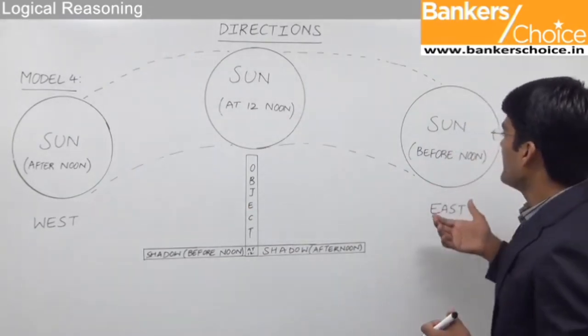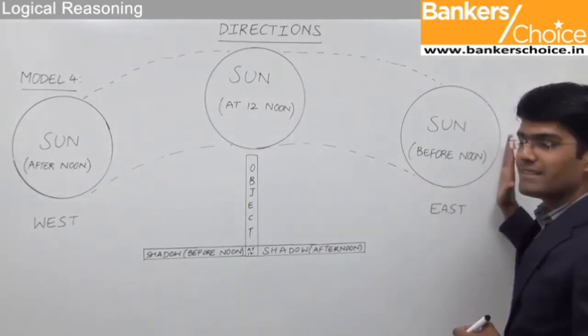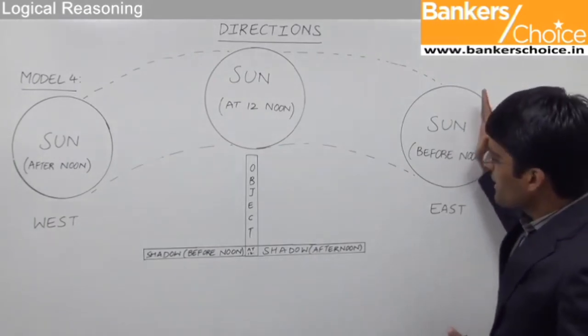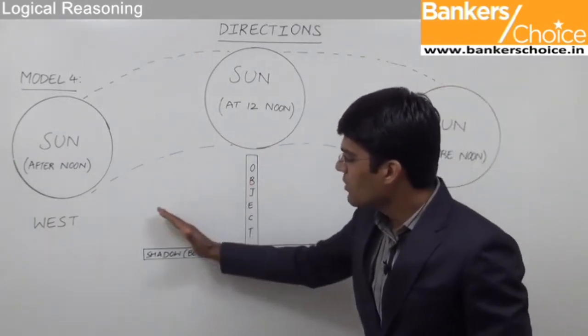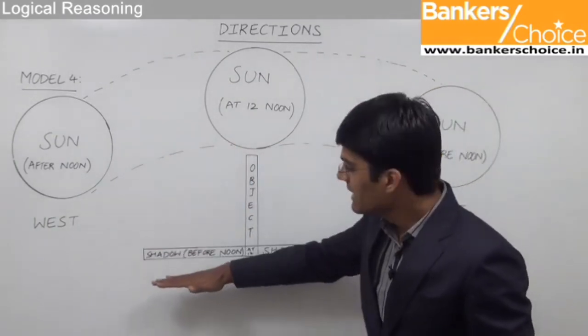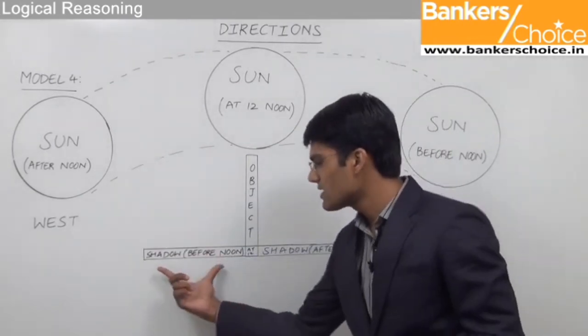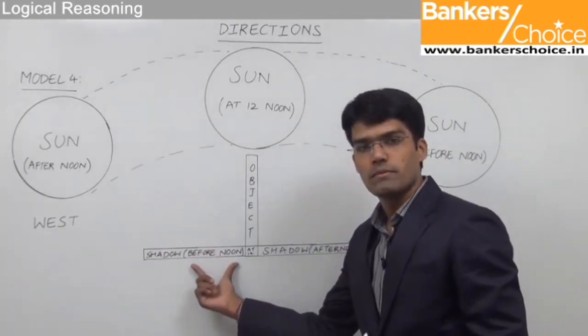So during morning, that is before noon, when the sun is in the east direction, its rays fall on the object and the shadow falls on the opposite side, that is in the west direction. So this is the shadow of the object before noon.